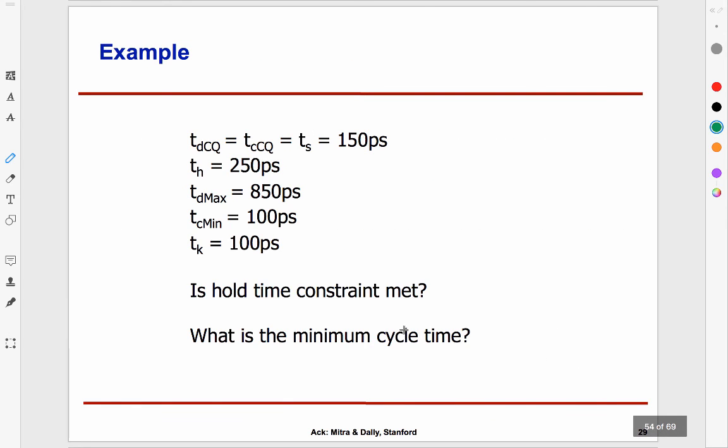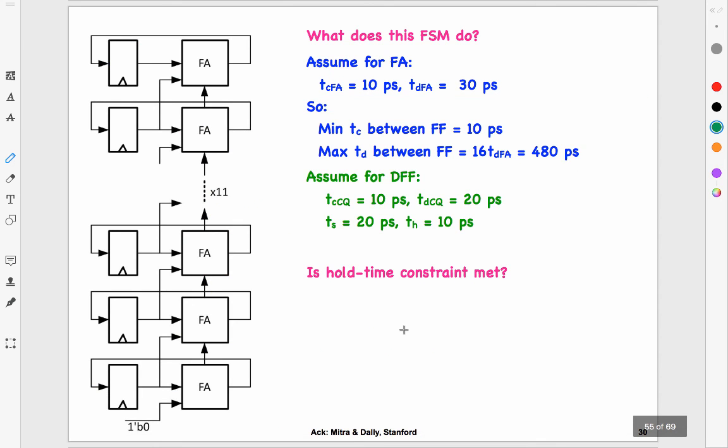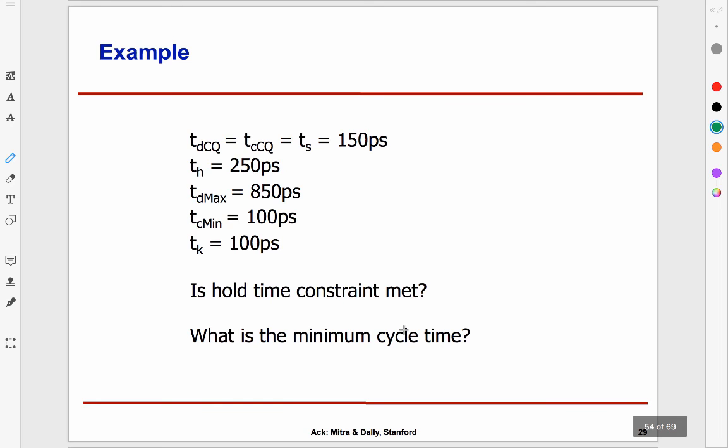Okay, let's pick another example. We are again given 150, a whole bunch of things, but my skew is 100 picoseconds. I think all the other parameters are the same. No, they have changed also. So is the hold time constraint met? Anyone? Yes. And can you say why?